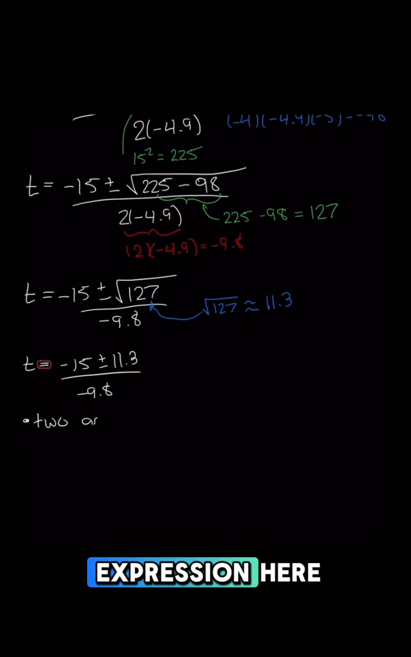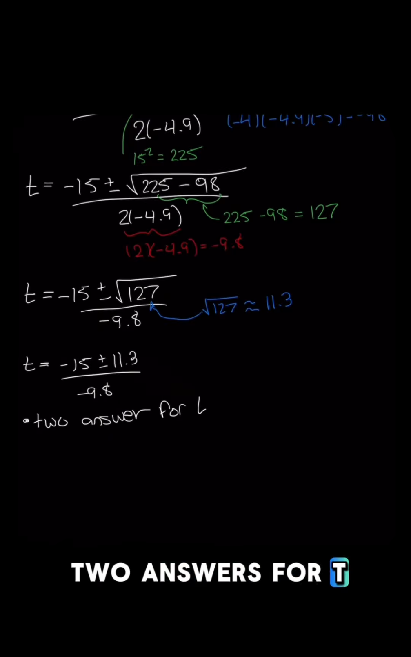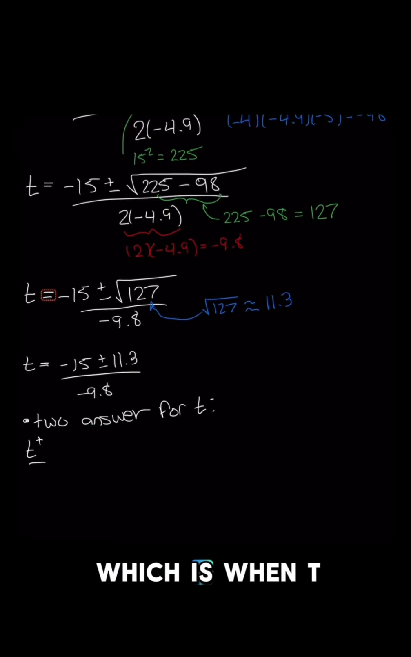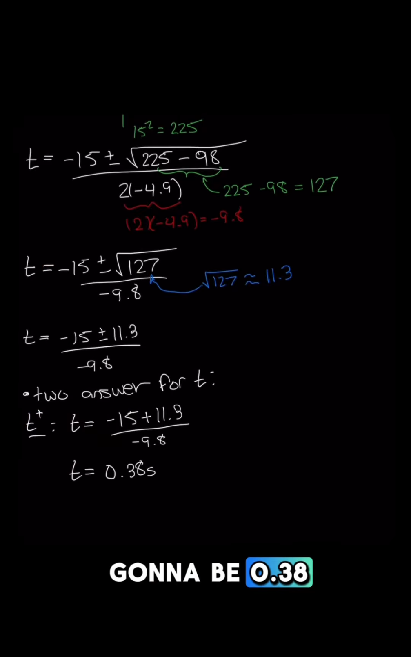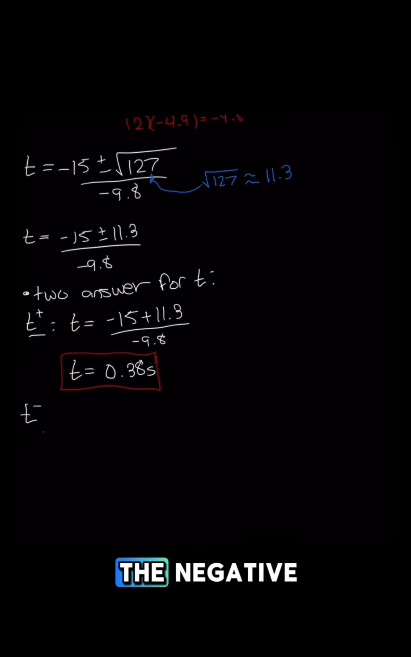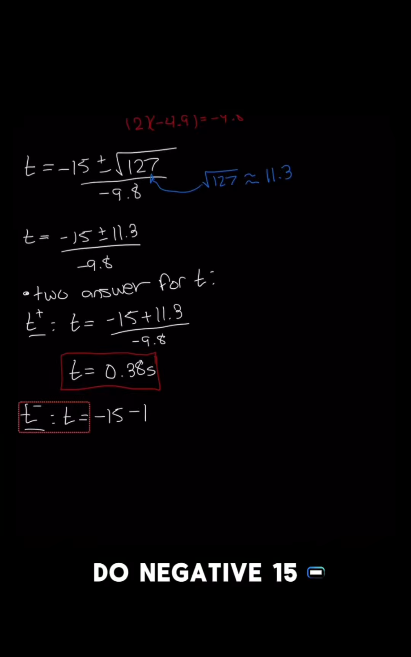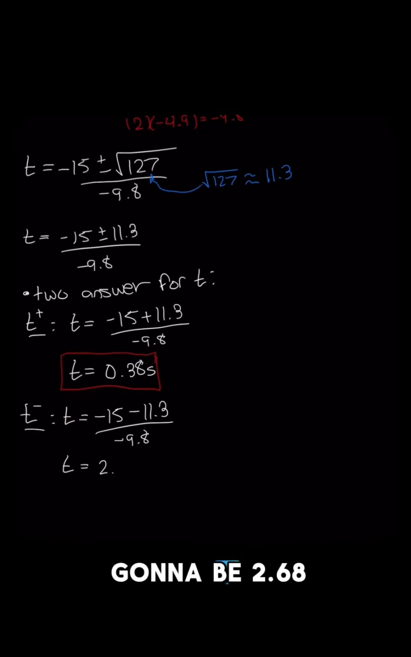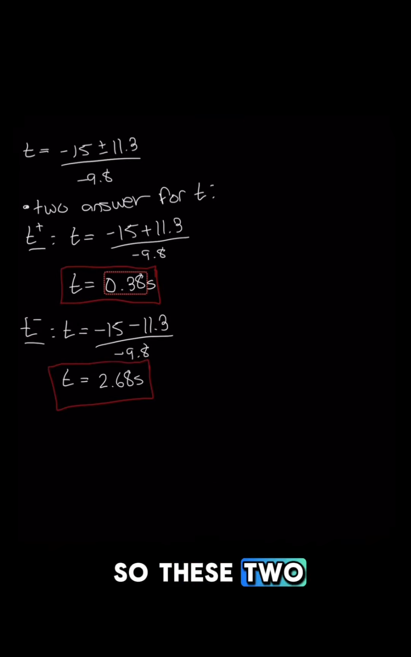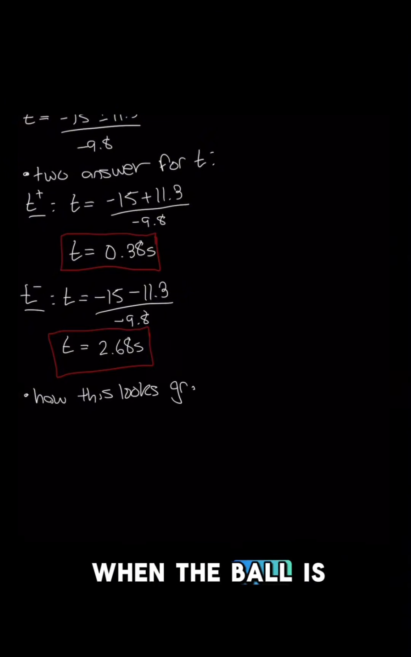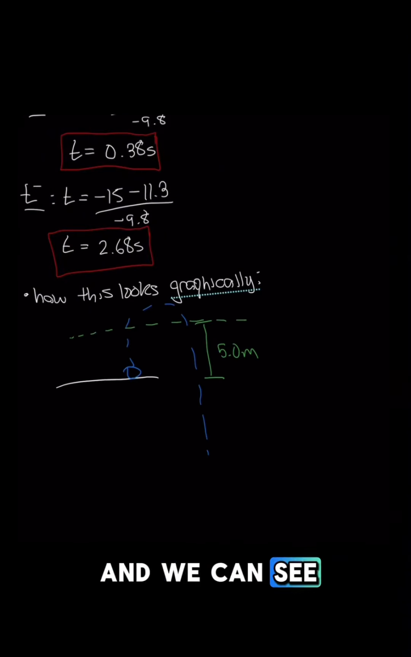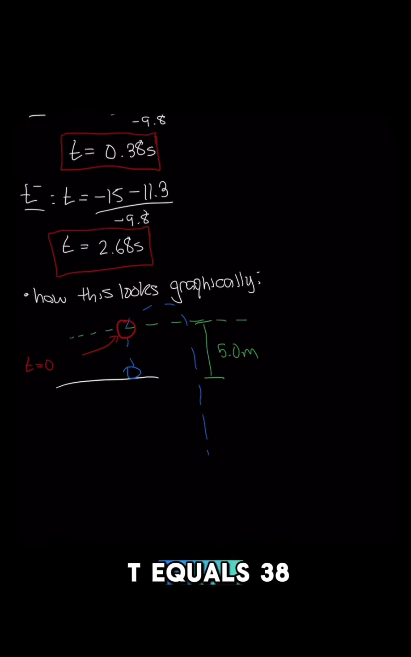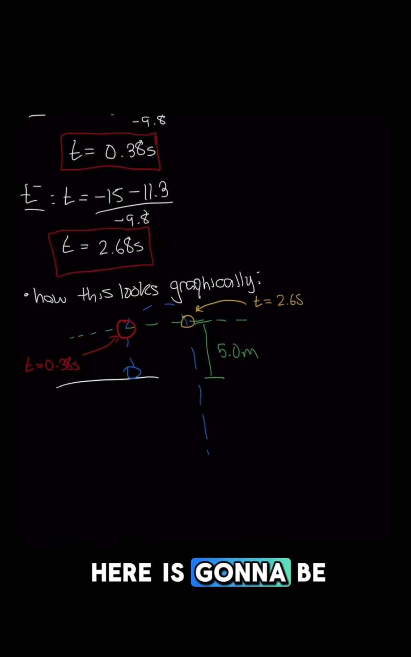If we look at this expression here, we can see that we have 2 answers for t. We have the positive one, which is when t is equal to negative 15 plus 11.3, and the answer is going to be 0.38 seconds for the time. And then there's the negative one where we do negative 15 minus 11.3, and the answer is going to be 2.68 seconds. So these 2 answers represent the time when the ball is at a height of 5 meters. We can look at it graphically here with the ball's motion. We can see this point here is going to be the smaller time, t equals 0.38 seconds, and then this point here is going to be the larger time.